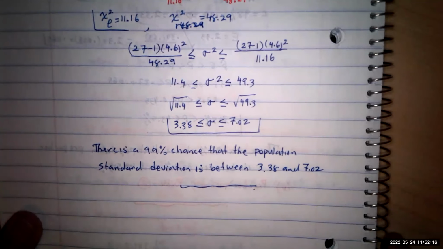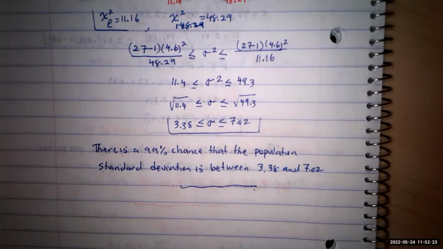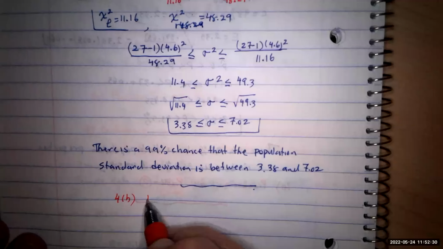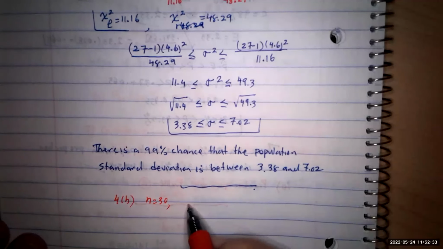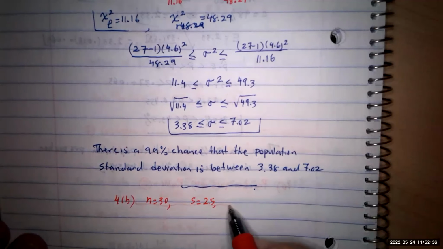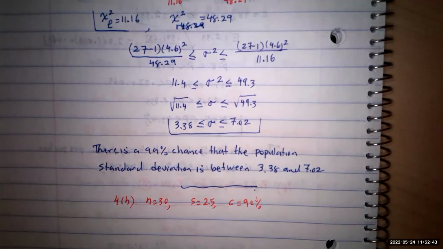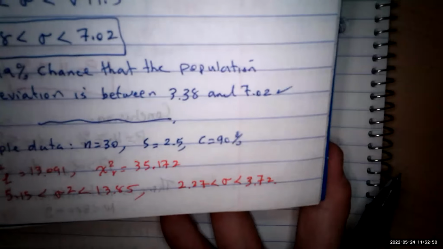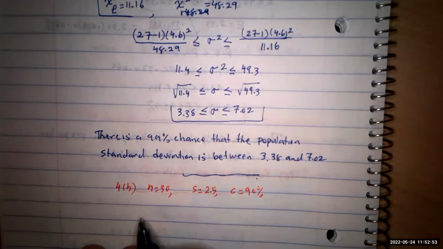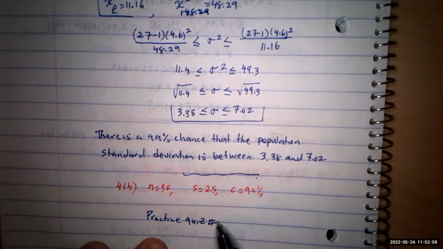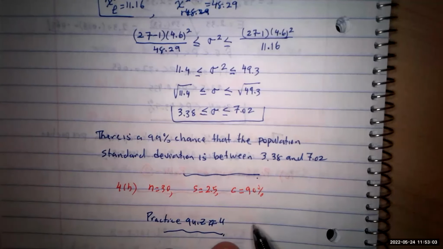Okay, so this is going to be number 16. It's 16A. You can check the 16B in that practice quiz that we have. Okay, so the 4B, just check it for yourself. The sample size n is equal to 30, and the s is 2.5, and the confidence interval of 90%. So you already got the solution for this one, this is the solution from the practice quiz number 4. Okay, so check this one. So that's going to be 4B.